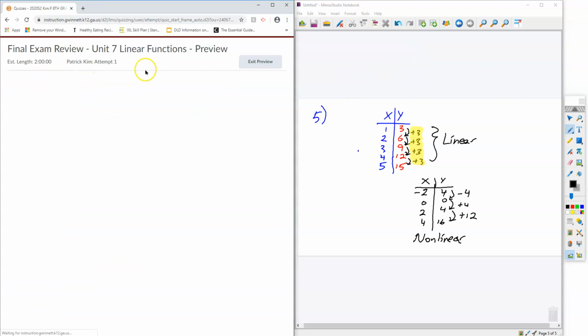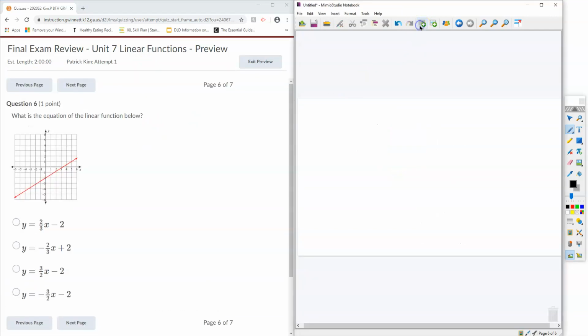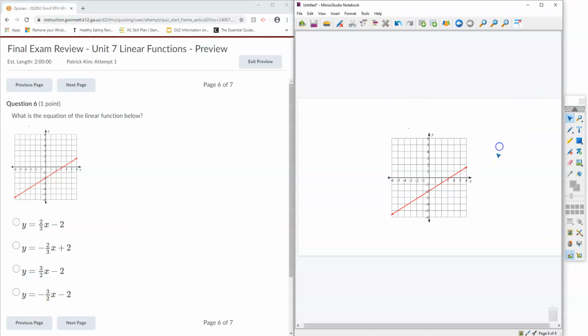All right, number 6. What is the equation of the linear function below? So you have a graph, and let me see if I can copy that over. Alright, here we go. Copied. Now, we want to find the y-intercept, and the y-intercept is somewhere here on the y-axis, wherever this line touches the y-axis. So I know that's right here, and that's -2. Then, to find the other point, I want to find a good point.